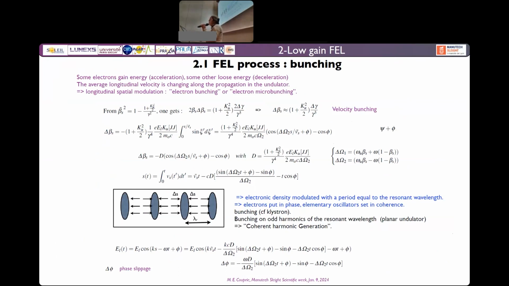So if I go to the mathematics, I can develop and find the expression of this bunching. So we find that the electronic density is modulated with a period equal to the resonant wavelength. So it's what I said already, electrons are put in phase, and we have the elementary oscillators which are set in phase, and they could emit coherent radiation.